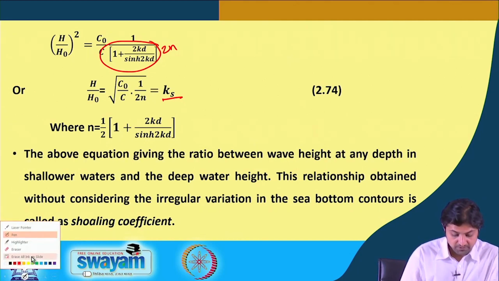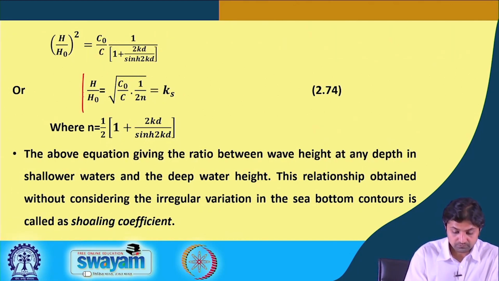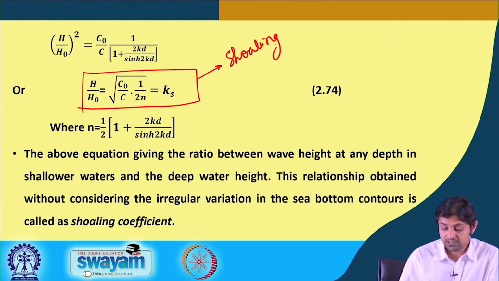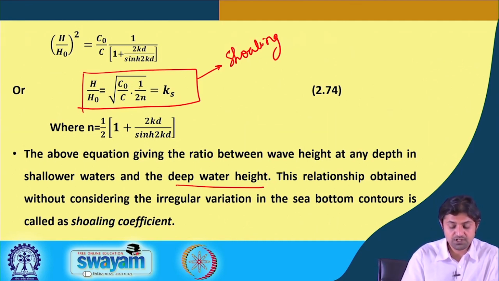So, the above equation is very important again. This represents a phenomenon which is called shoaling, and this gives the ratio between wave height at any depth in the shallower waters compared to the deep water wave height. This relationship is obtained without considering the irregular variation in the sea bottom, and this ratio under root of C naught by C into 1 by 2n is called shoaling coefficient or Ks.